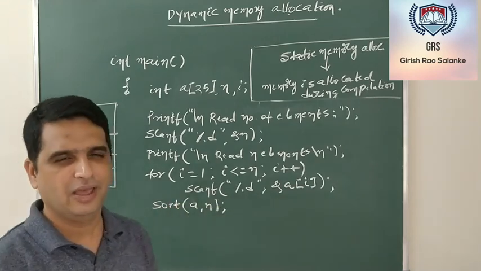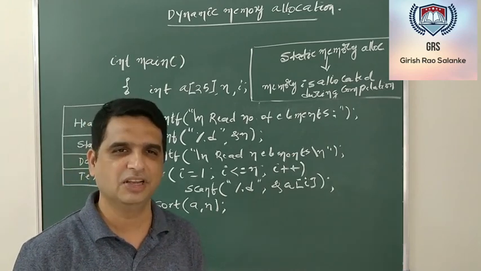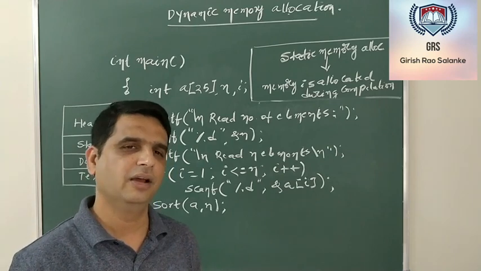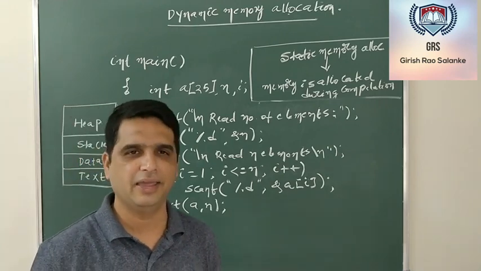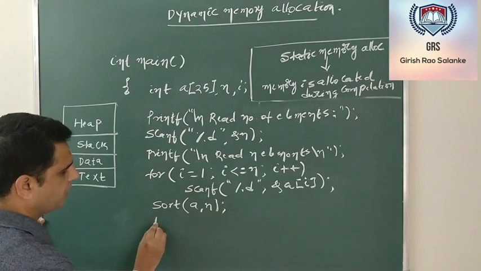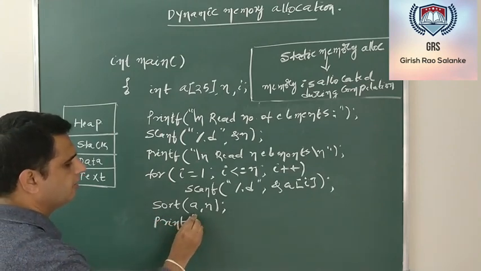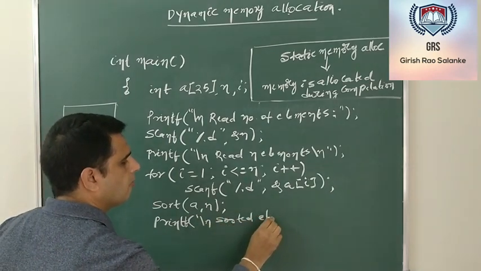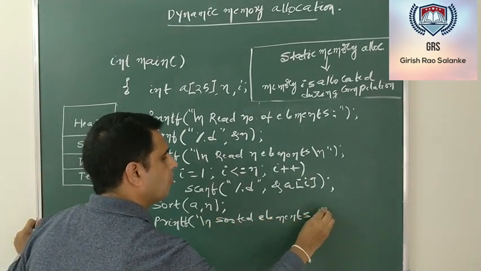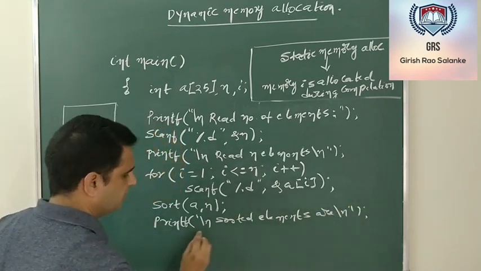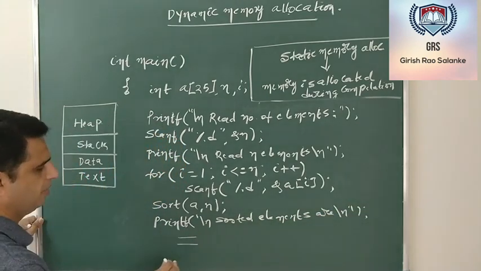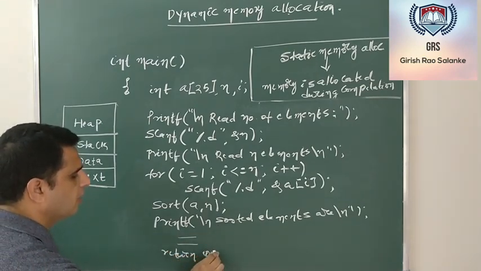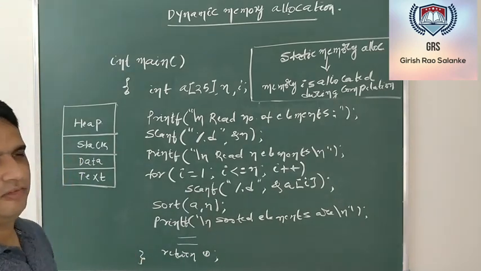We will not worry about what exactly is the content of this function sort. Assume that this function sort is going to sort all the elements that we are passing to the array A. Now after this, I will just print the sorted elements. I will not write the complete program with a for loop. Assume that I am completing this particular program. Return 0, close this function.